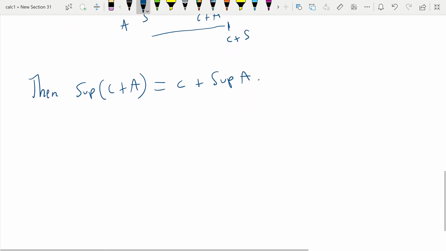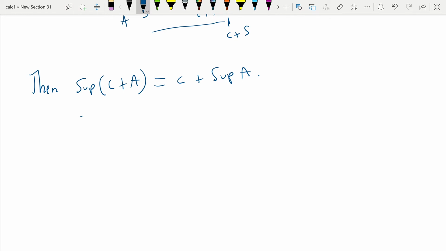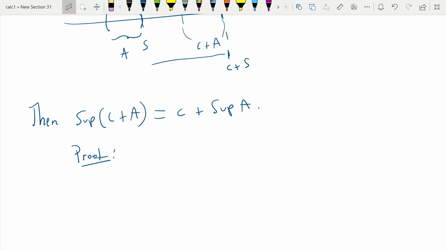Okay, and how do we go about showing this? This is proof. So we want to prove this statement. So we need to show two things. If we add C plus the supremum of A, that will be an upper bound. And if we have any other upper bound to the set C plus A, then that will be greater than or equal to this bound here, and thus making it the supremum.